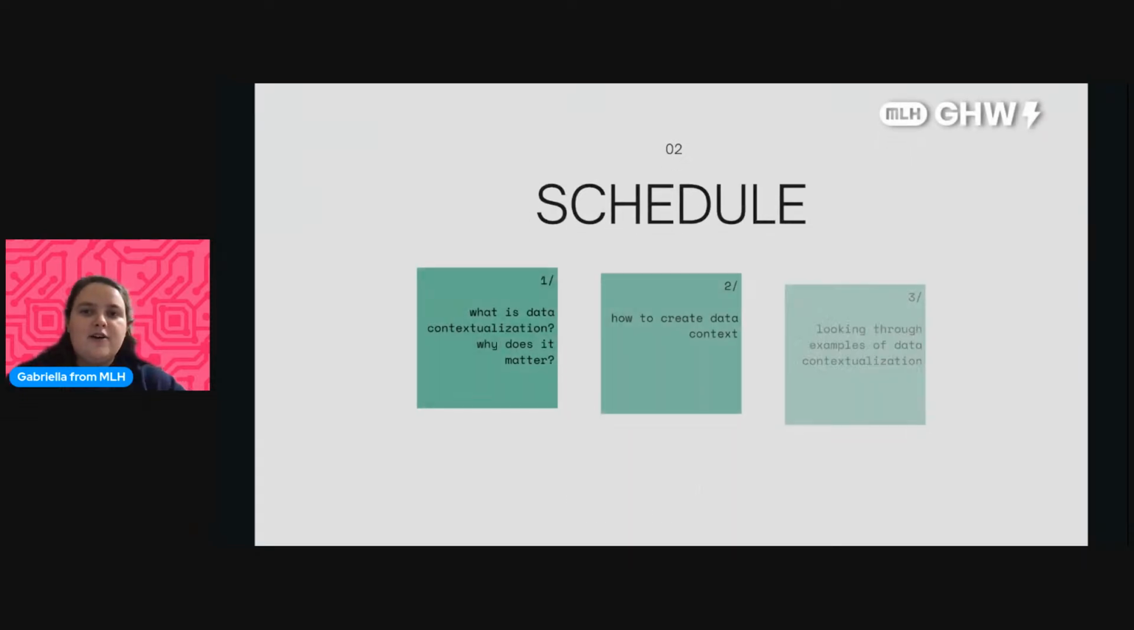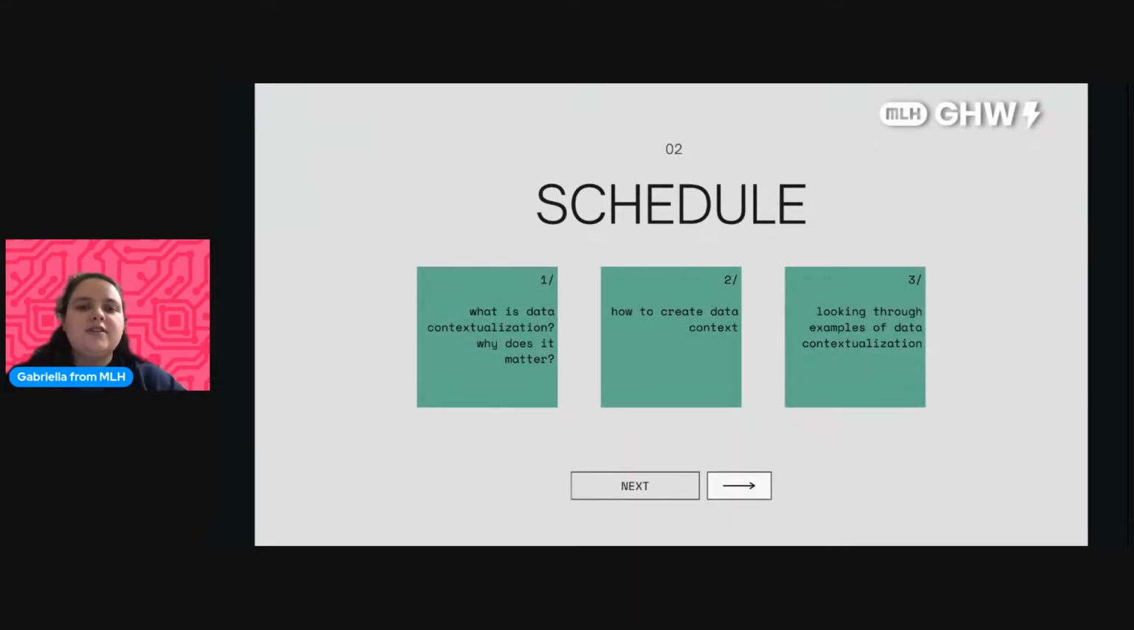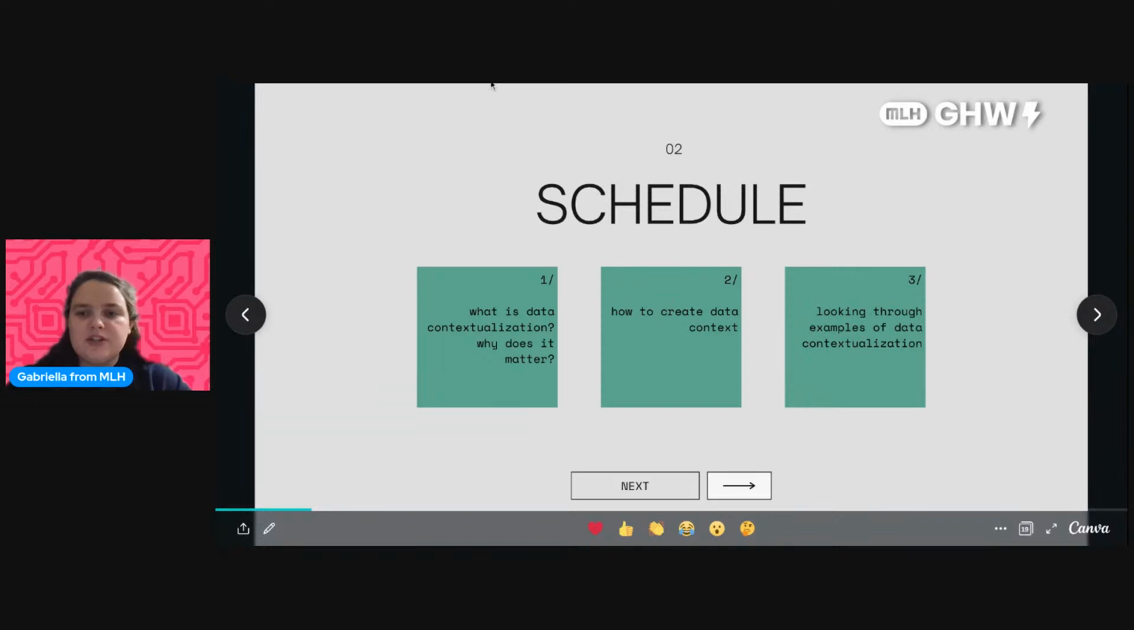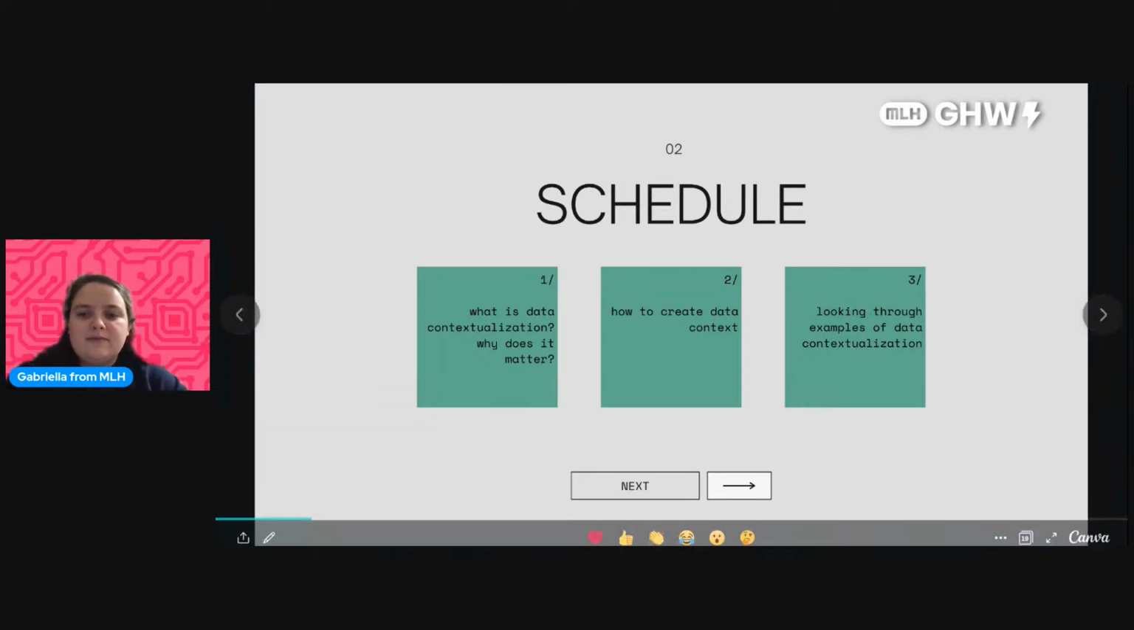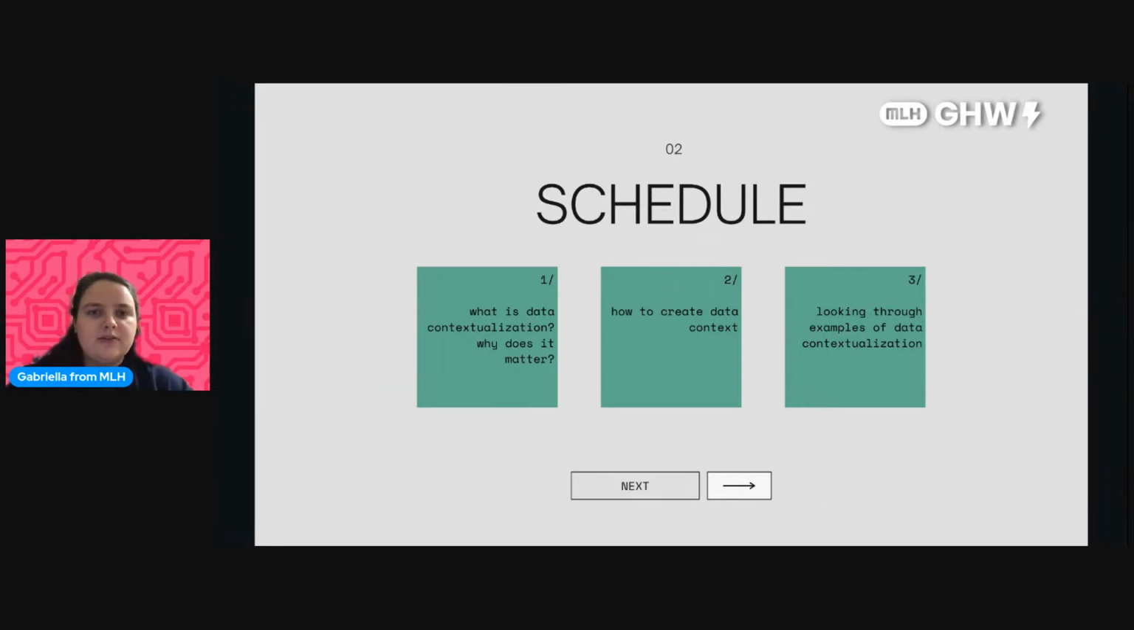A little bit of an overview of what we'll be doing today: first, we'll be talking about what data contextualization is and why it matters. After that, we'll be talking about how to create data context. And lastly, we'll be looking through examples of data contextualization and pointing out what they did well with providing data context and how they could have improved. Some of these are from things I've done myself, and a few are from other people. If you have any questions throughout this time, feel free to drop them in chat.